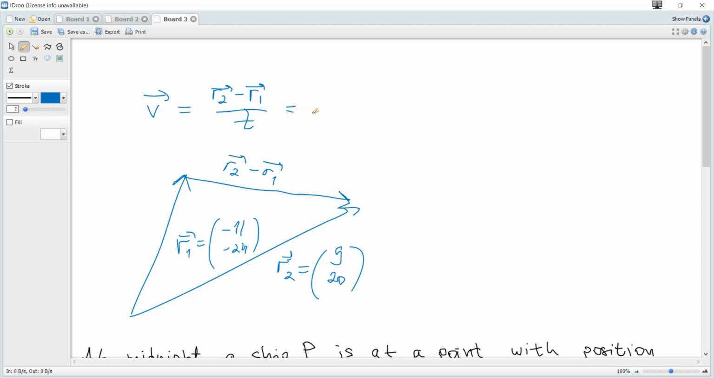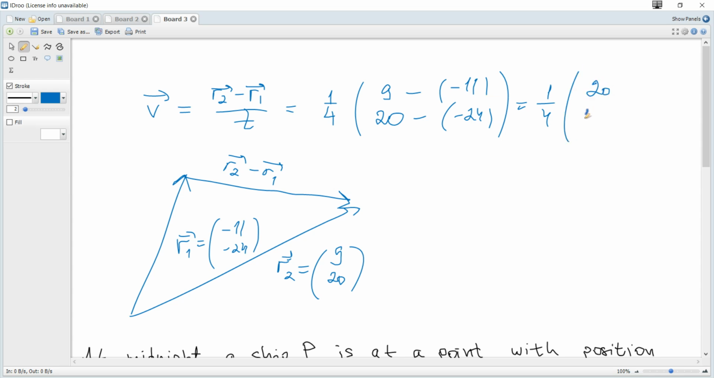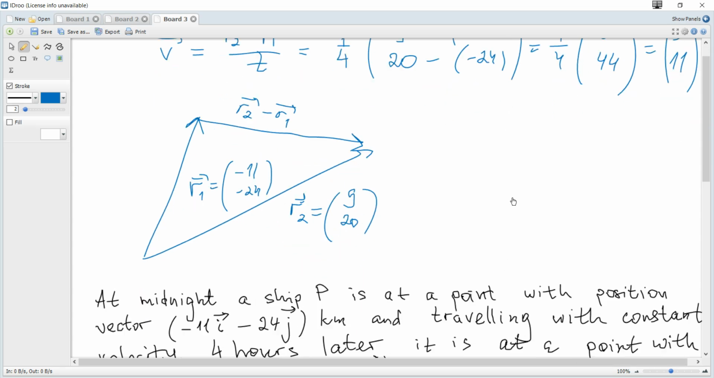Time is 4 hours, so it becomes 1/4 of R2, (9, 20), minus R1, (-11, -24), and it becomes 1/4 of (20, 44), which is (5, 11). These are the coordinates of the required velocity vector.